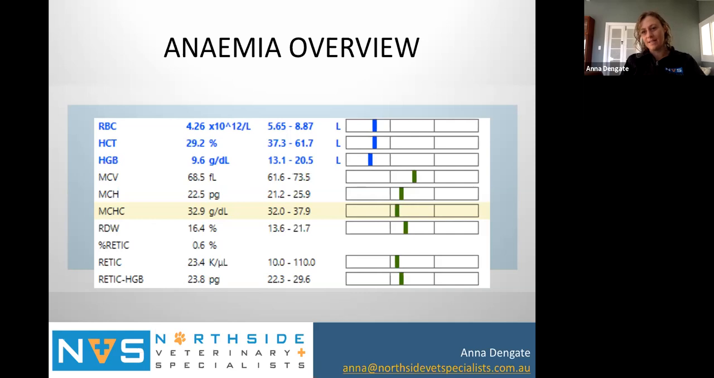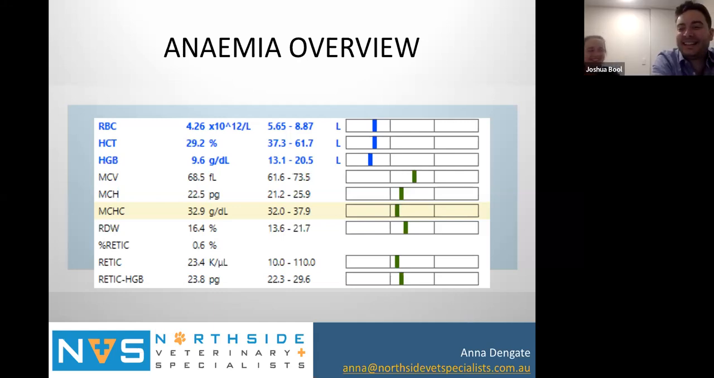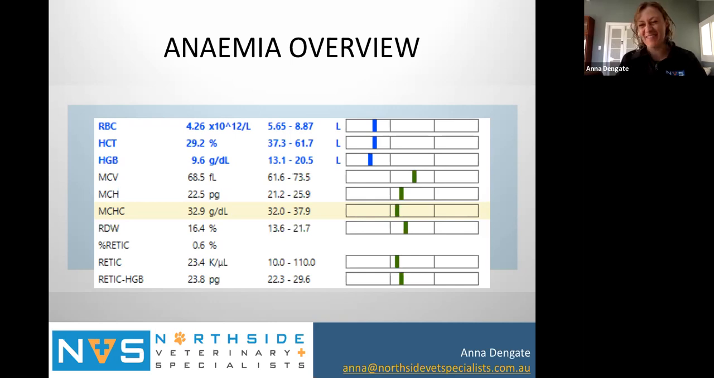So are there any other cell lines affected? Which cell line is first affected? So if there's a toxicity that affects the bone marrow, which cell line will go down first? Would it be neutrophils? Excellent. Yeah. And then? Thrombocytes. Nope. Lymphocytes? Nope. Monocytes? Nope. Eosinophils? Red blood cells.